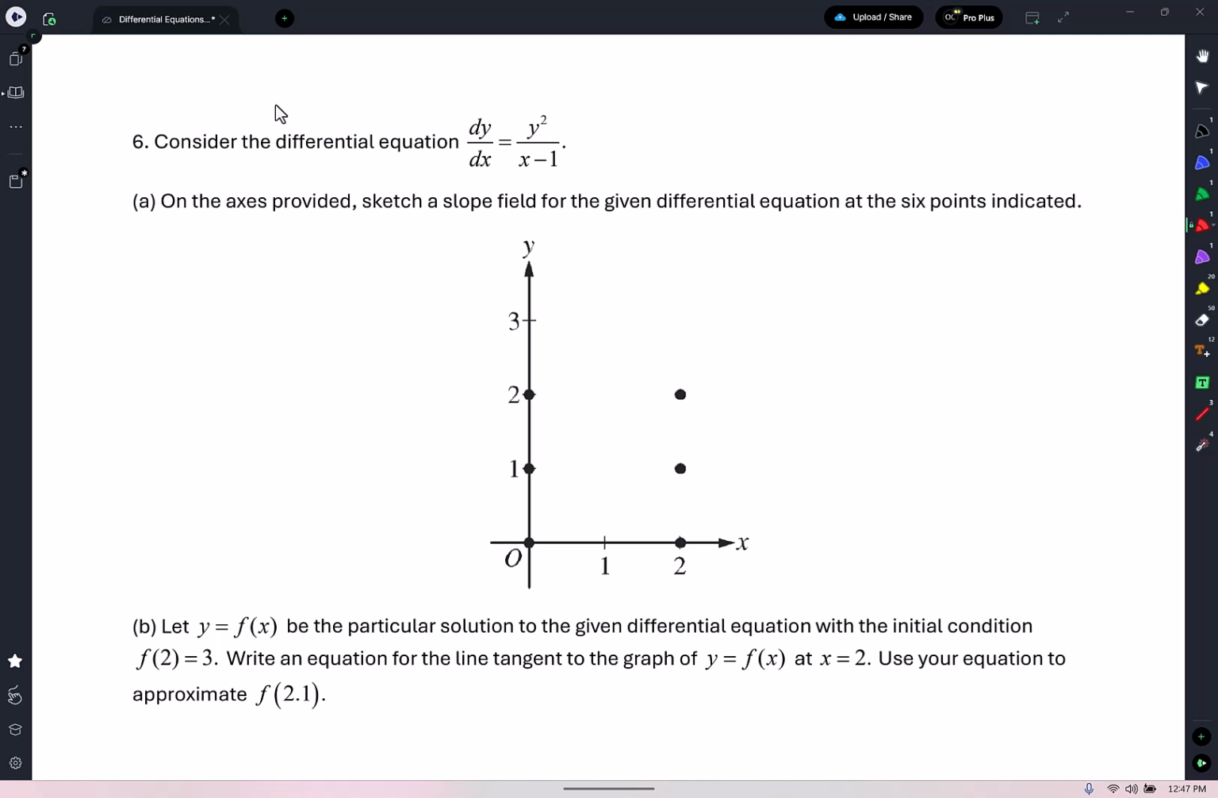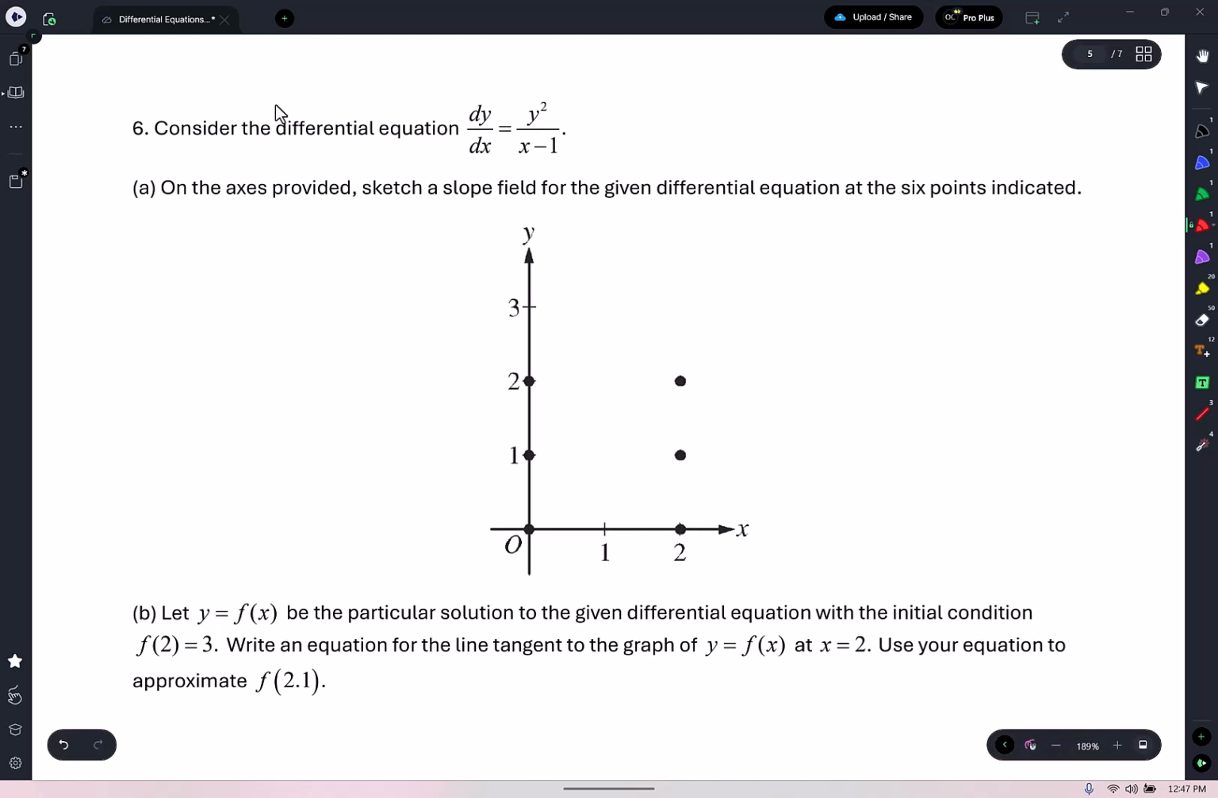Here we go. Consider the differential equation dy/dx equals y squared over x minus 1. On the axis provided, sketch a slope field for the given differential equation at the 6 points indicated. So we're just creating little slope fields. That's it. At the points, you're just going to create your little slope.